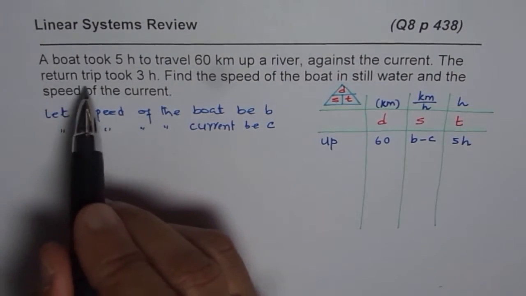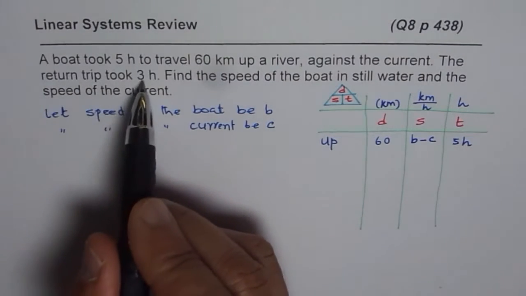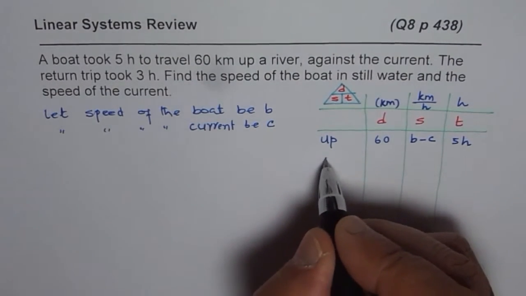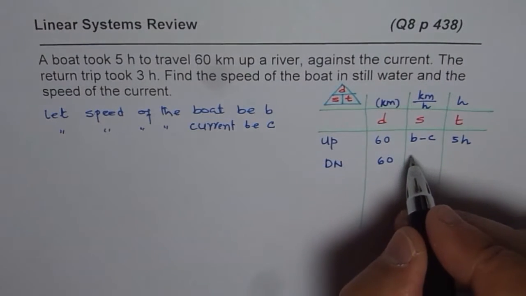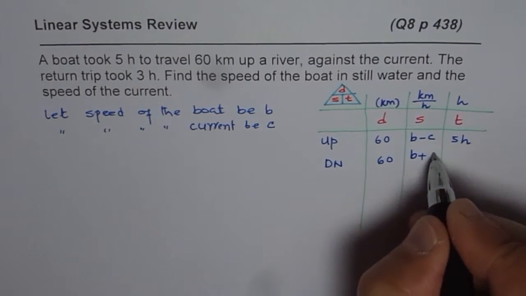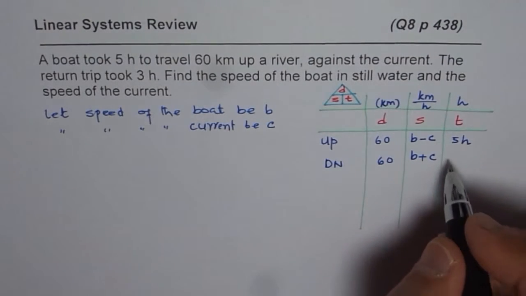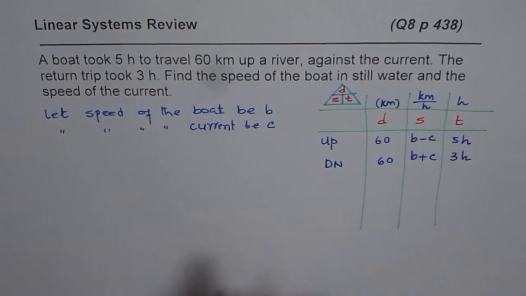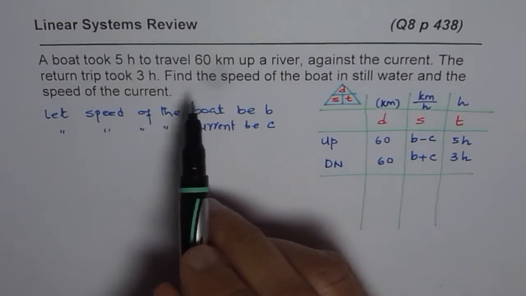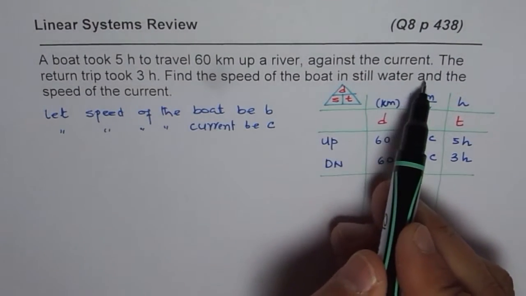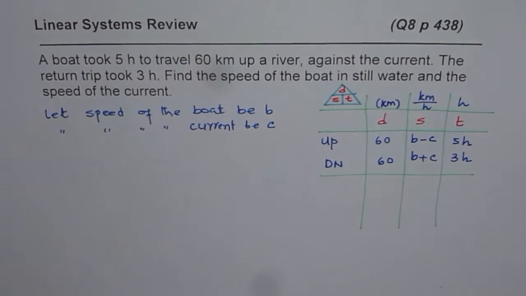Now the return trip took 3 hours. So it's the same distance but downstream, a return trip of 60 kilometers. Higher speed, since both are in the same direction, therefore lesser time. That is how you can relate them. Find the speed of the boat in still water and the speed of the current. That is the question. So we need to find B and C.